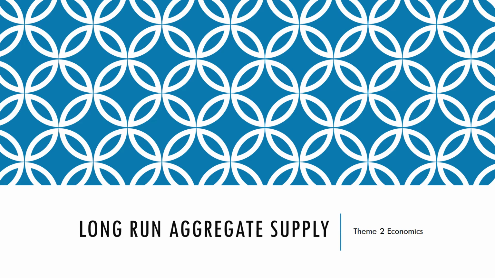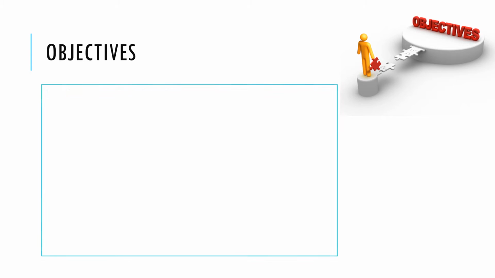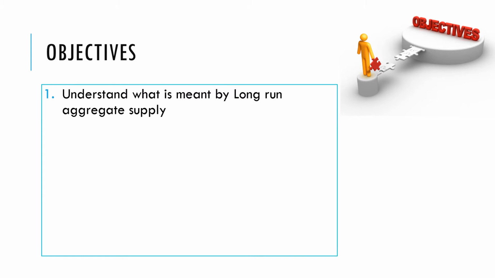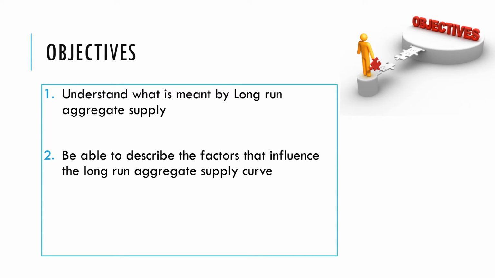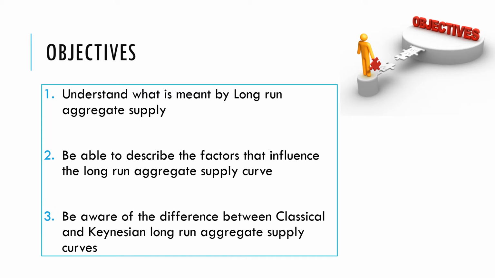Hello and welcome to this video on long-run aggregate supply. In this video, we're going to look at what is meant by long-run aggregate supply, the factors that influence the long-run aggregate supply curve, and lastly, two different views on the shape of the long-run aggregate supply curve, the classical view and the Keynesian view.